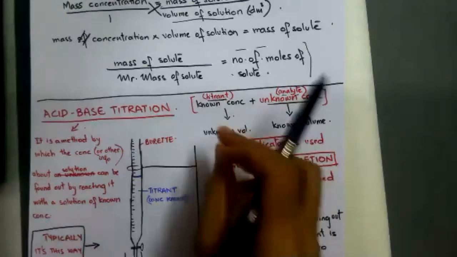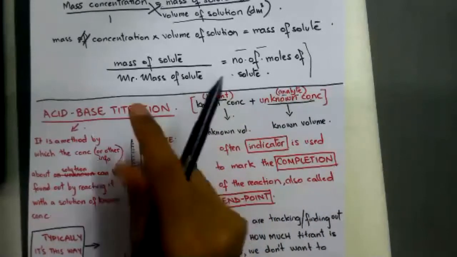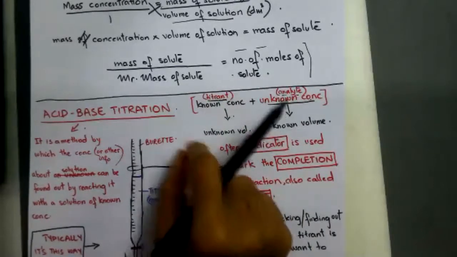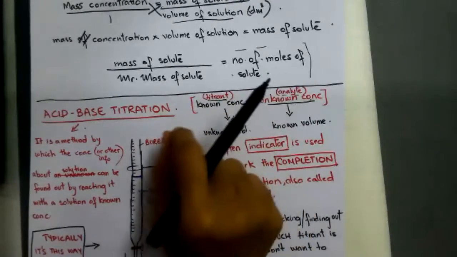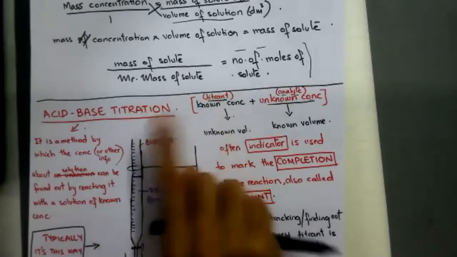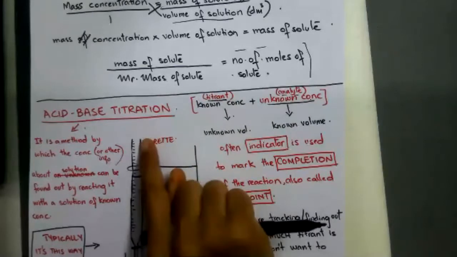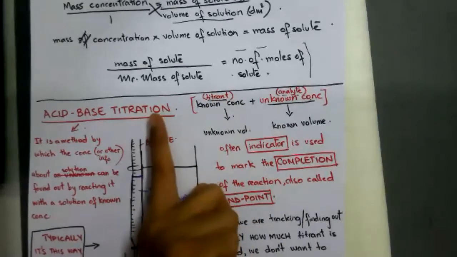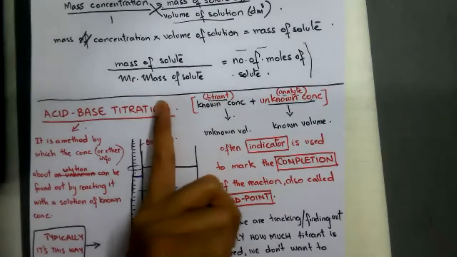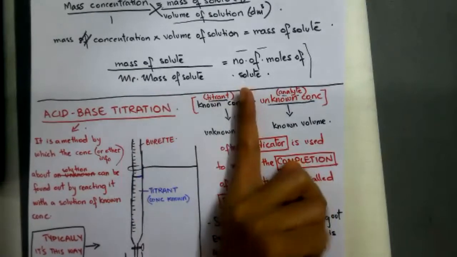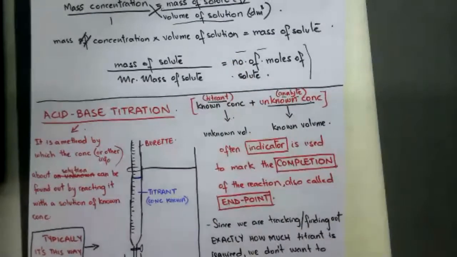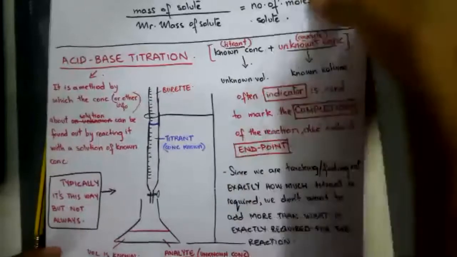Okay, so again, we need to have a balanced chemical equation for the reaction that we are studying. With the help of that balanced equation, we will find out the molar ratio in which the acid and the base are reacting with each other. So if we can find out the number of moles of one, either acid or base, using that molar ratio, we can find out the number of moles of the other reactant, right?